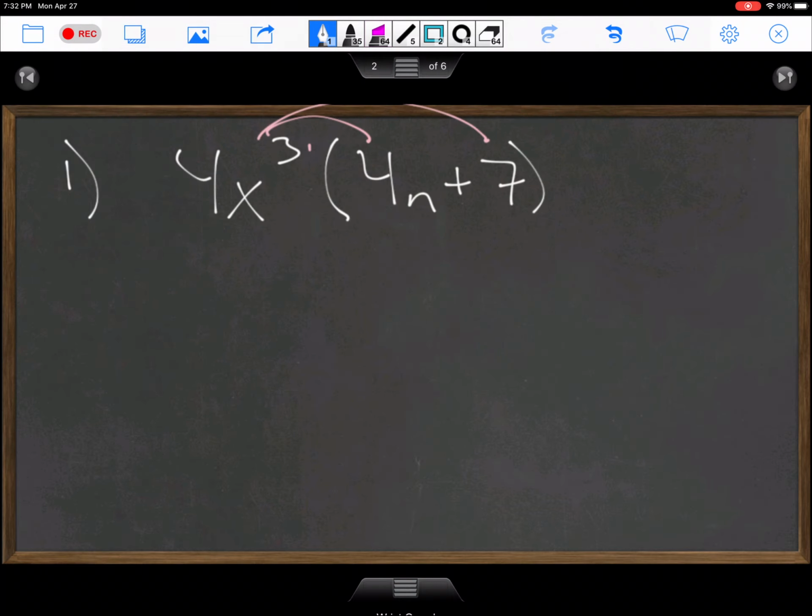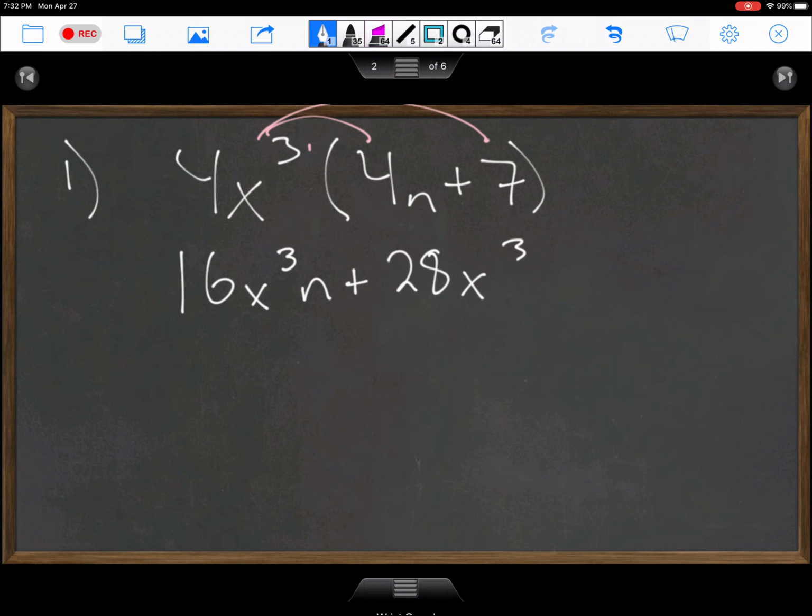So this is going to lean on some things we've been doing. So 4x cubed times 4n, I'm going to have 16x cubed n. So I have two factors of 4, that's 16. And then x cubed and n, I can't do anything with them because I don't know what x and n are. So I can't utilize those exponent properties we've been working on. Now I'm going to distribute my 4x cubed to my 7, and that gives me 28x cubed.